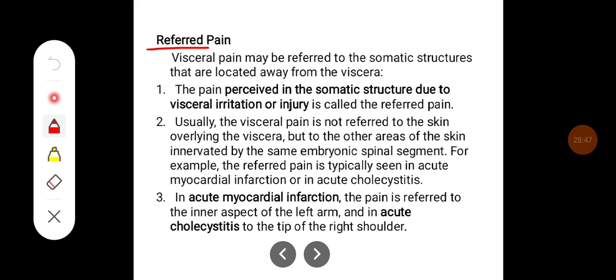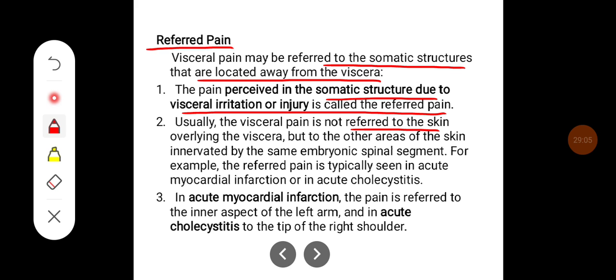So coming to referred pain, the visceral pain may be referred to the somatic structures that are located away from the viscera. The pain perceived in the somatic structure due to the visceral irritation or injury is called referred pain. Usually, the visceral pain is not referred to the skin overlying the viscera, but to other areas of the skin innervated by the same embryonic spinal segment.